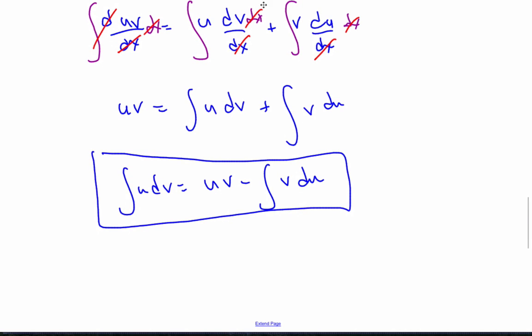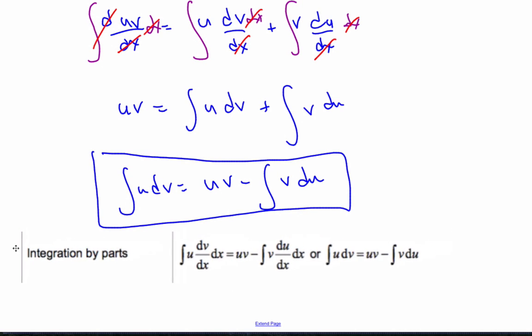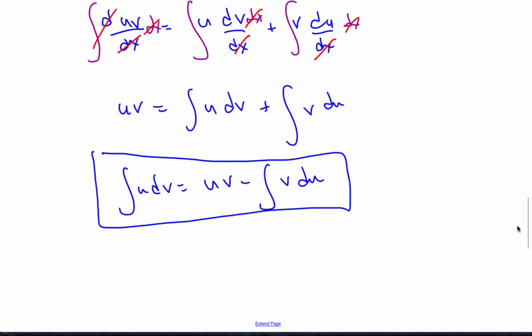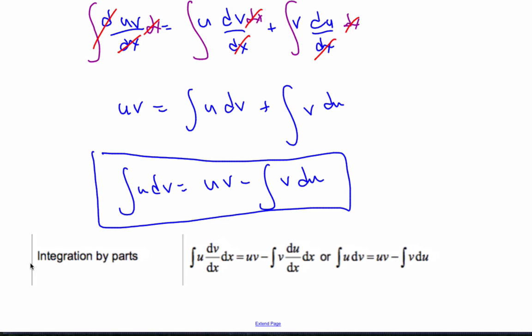And if you look at your formula booklet, this is what you're given here. And the key to integration by parts is choosing very carefully what is going to be your u and what is going to be your dv. You will differentiate u, and the dv you will integrate. Okay, so choosing u and v is very, very important.